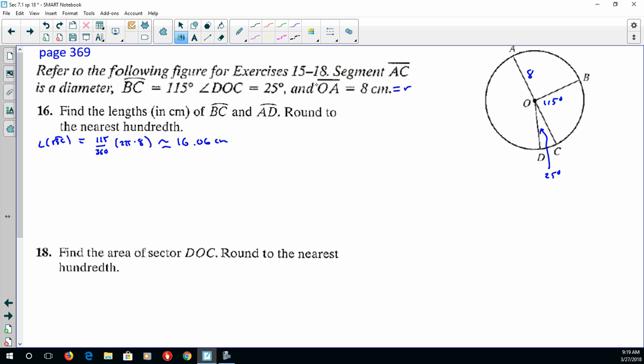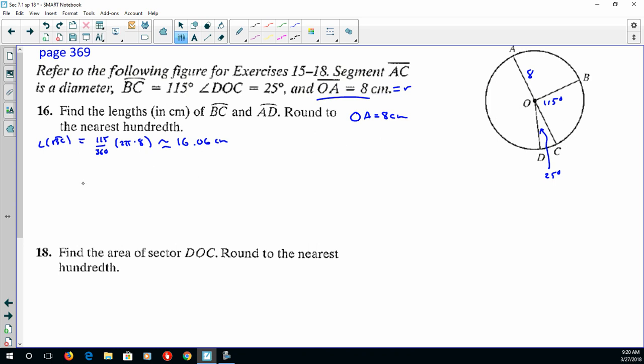Oh, by the way, they have a really big mistake up here. When you put a bar over OA, you're talking about the line segment, which is a set of points. If you don't put a bar over it, you're talking about the length of the line segment. So 8 centimeters is not a line segment. 8 centimeters is the length of the line segment. Okay, so the length of the arc BC is about 16.06 centimeters.